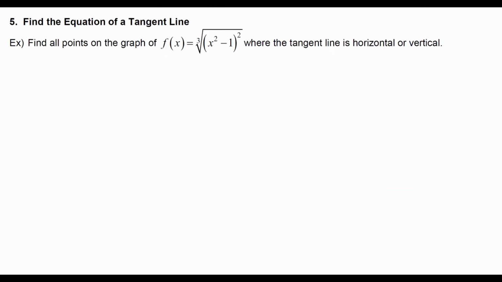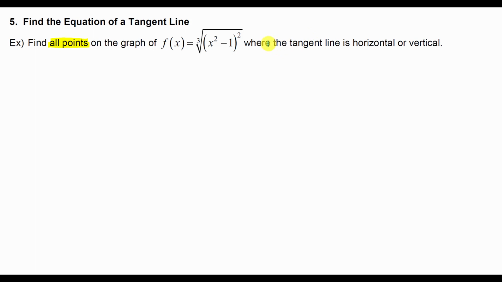Find all points on the graph of f of x equals the cube root of the quantity (x squared minus 1) squared, where the tangent line is horizontal or vertical. So what does that mean? Are they asking me to find the tangent line? No. It says find all points. So I just need to give ordered pair points. What kind of ordered pair? Where the tangent line is horizontal.